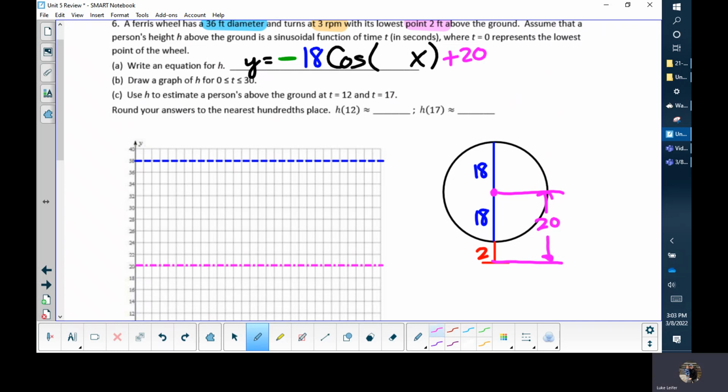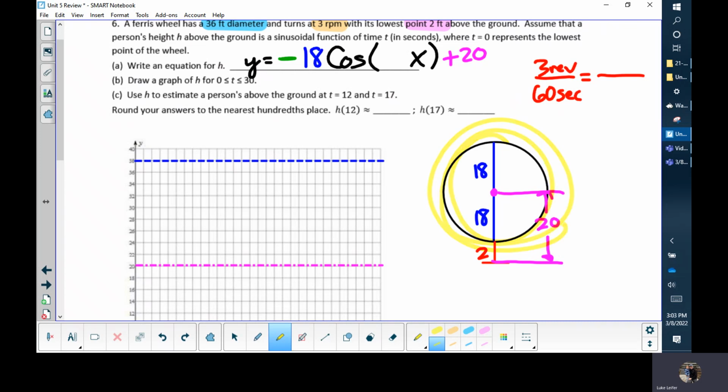Okay, here comes this 3 revolutions per minute. 3 revolutions per 1 minute, but I'm going to change that to 60 seconds because my graph is in seconds. Now, I don't care about 3 laps around the unit circle. 1, 2, 3, okay? I care about 1, starting at the bottom, 1 up, and 1 down, so I can make my graph. So I want 1 revolution.